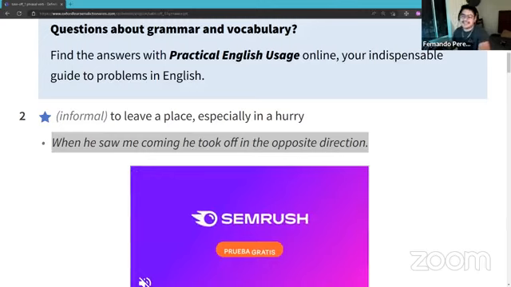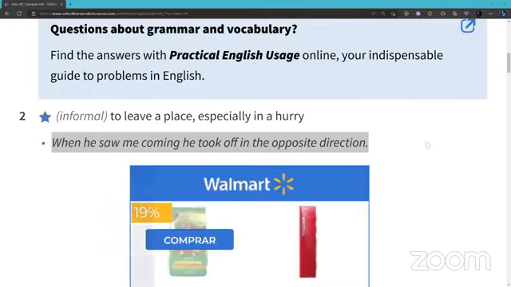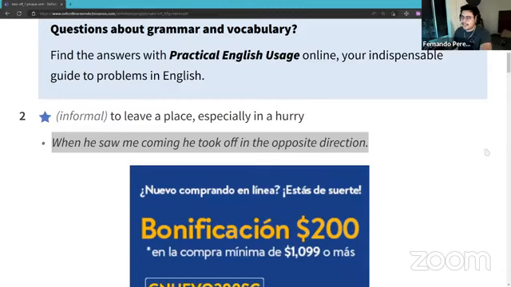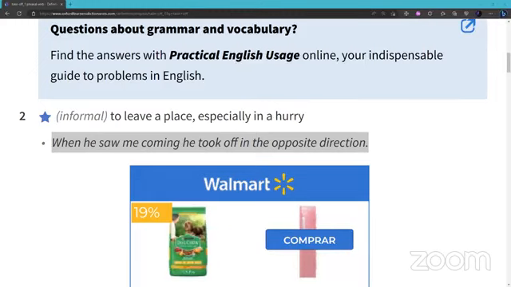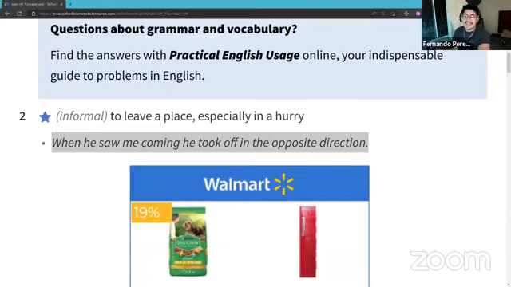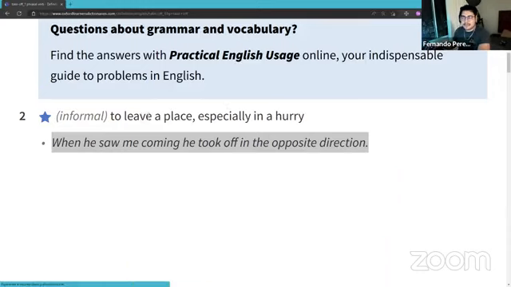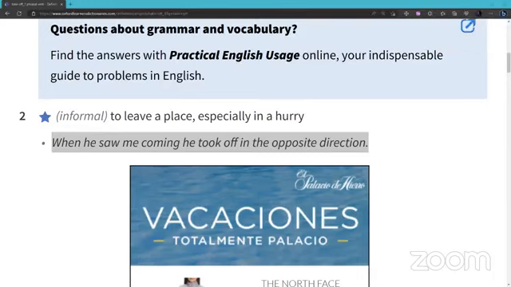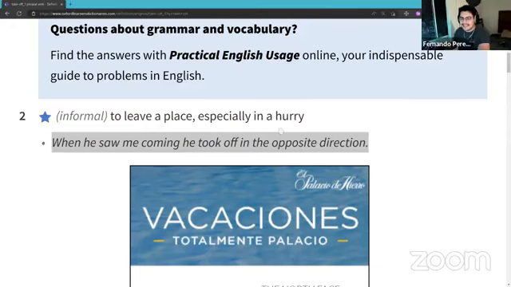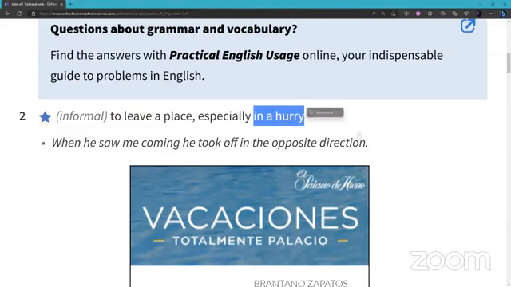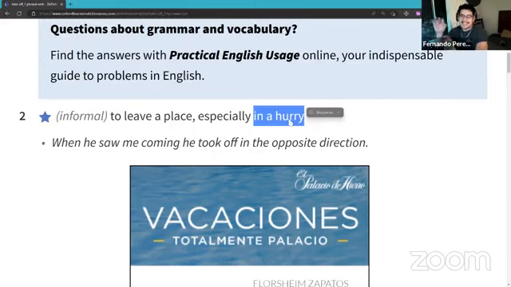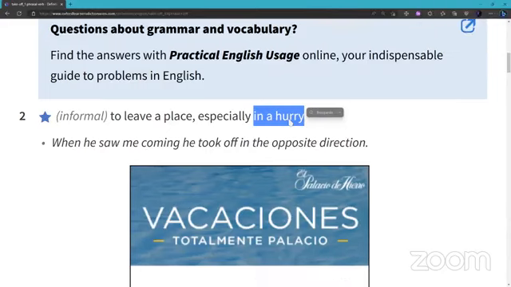How would you replace it? Okay, Jesse, are you understanding the exercise? Yes, teacher. Awesome. What part of the definition is the most relevant information? Leave a place. Leave a place, yes. Now, there is something equally relevant. Leave a place, how exactly? But don't forget the connector. Right? To leave a place in a hurry, especially in a hurry, because only to leave is not the same meaning. Some feeling is lost.